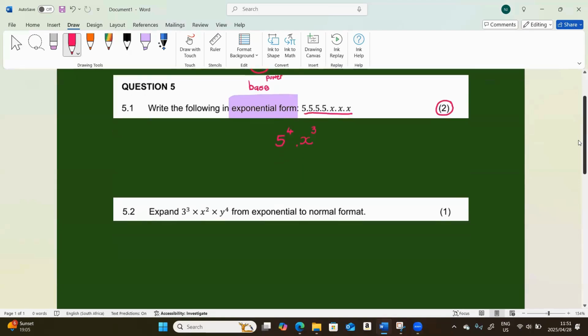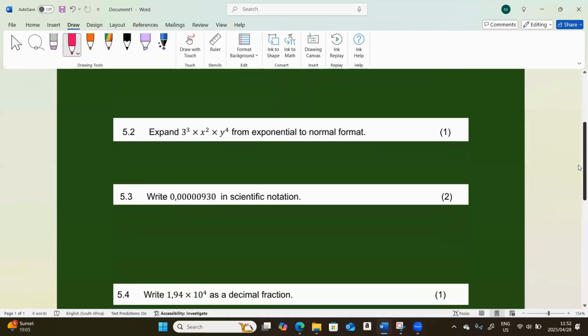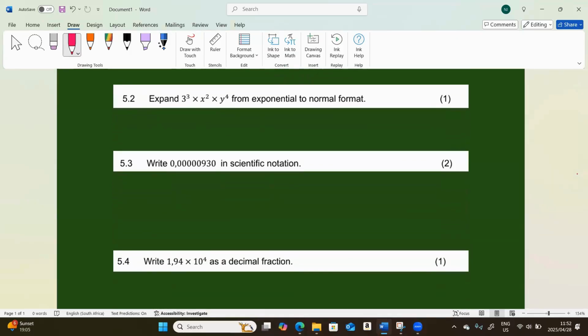Okay, so let's move on to question number 5.2. They ask: expand 3 to the power of 3, or 3 cubed, times x squared times y to the power of 4, from exponential to normal format. Can you see we have a base and we have a power? We have a base of x and a power of 2. We have a base of y and a power of 4. So that is currently written in its exponential form.